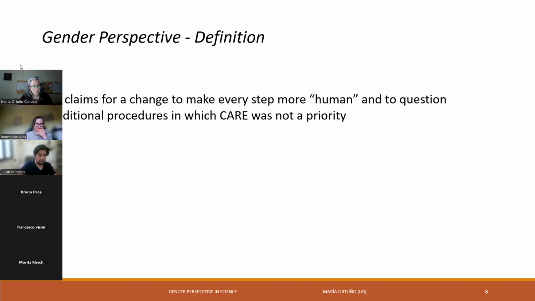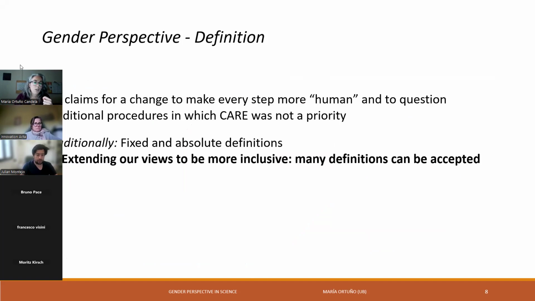Do you think this is a human way to explain gender perspective? Giving one definition, for instance. I mean, questioning traditional procedures and taking caring as a priority, that is including a gender perspective. Additionally, we used to give fixed and absolute definitions. That is the way we always did, no? And proceed with knowledge or learning or whatever.